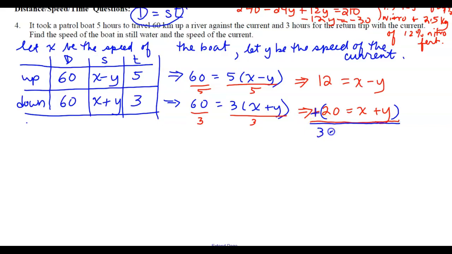But this will be 32 equals 2x, because those go away. So x equals 16. So y is 4 when you look at substituting back in. So I'll put it back into equation 2. So 20 equals 16 plus y, so y equals 4.